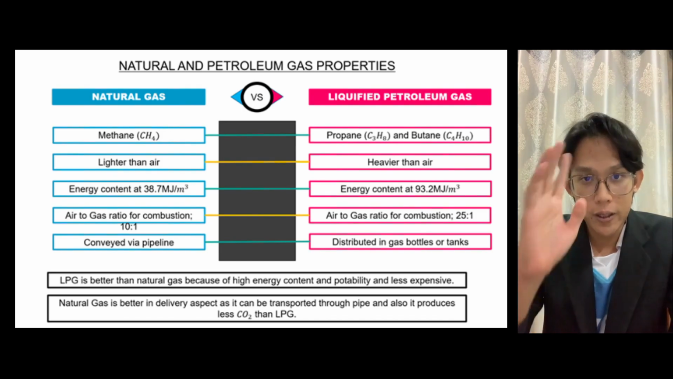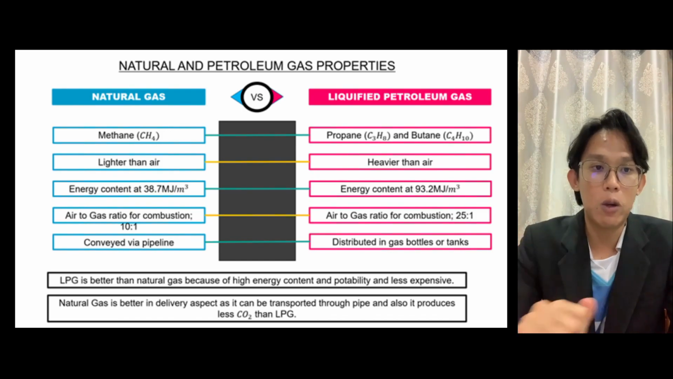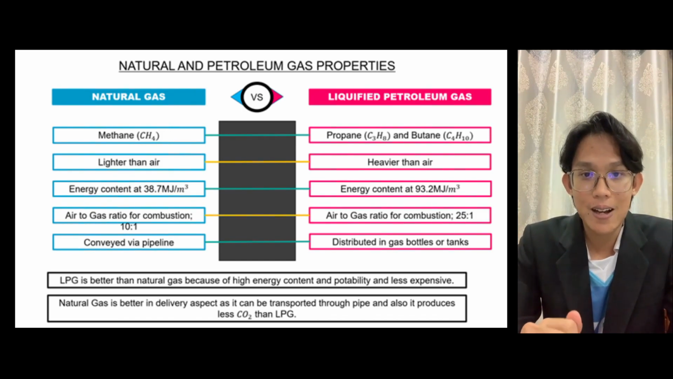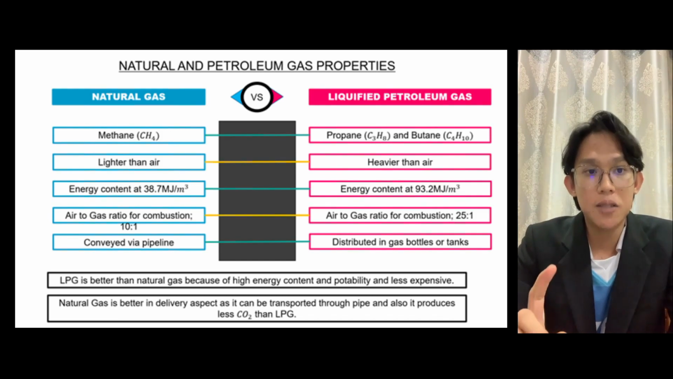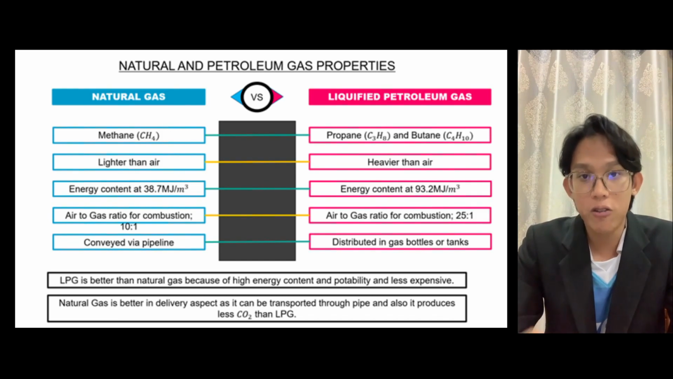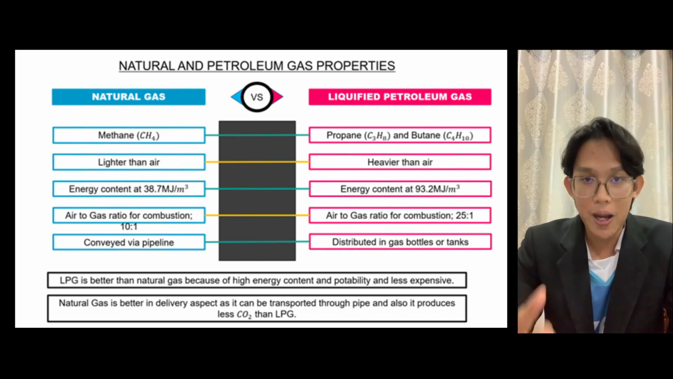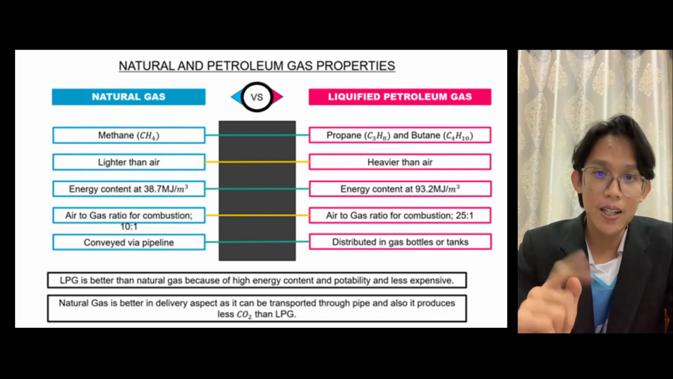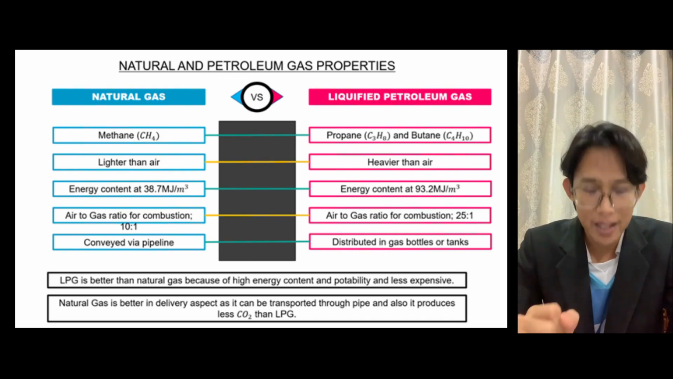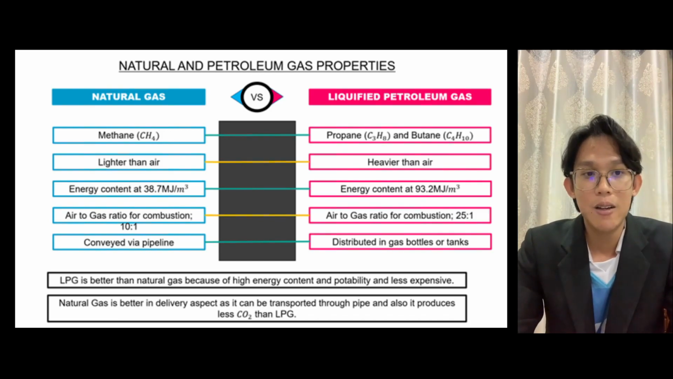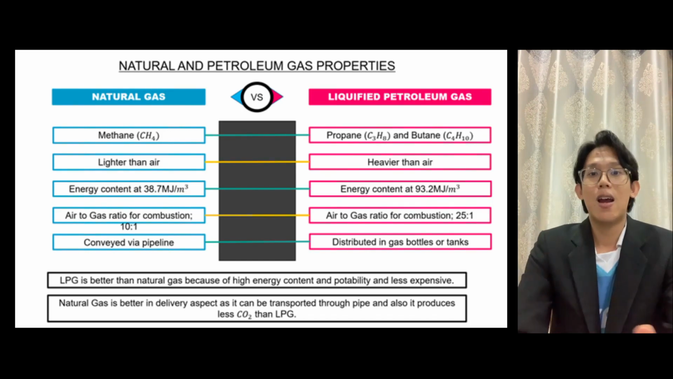So from the properties we have gone through one by one, we can conclude that LPG is better than natural gas because of high energy content and portability, and it is less expensive than natural gas. But natural gas is better in the delivery aspect as it can be transported through pipe, and also it produces less carbon dioxide than LPG. That's all from me.